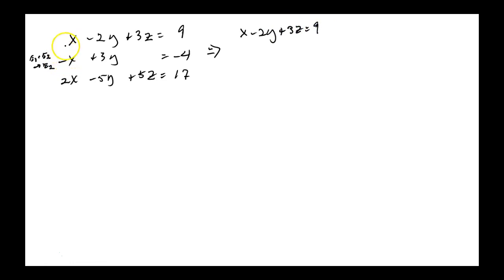Okay, adding these two together and making that the new second row, what's x minus x? 0. So leave that alone. Negative 2y plus 3y is y. And 3z plus 0 is 3z. Be sure you put your plus sign there. And then 9 minus 4 is 5.